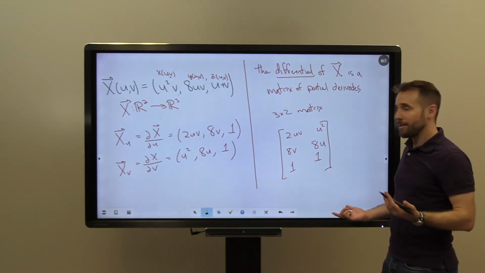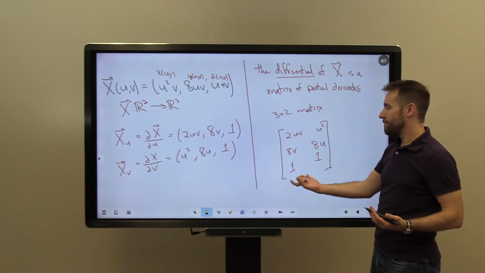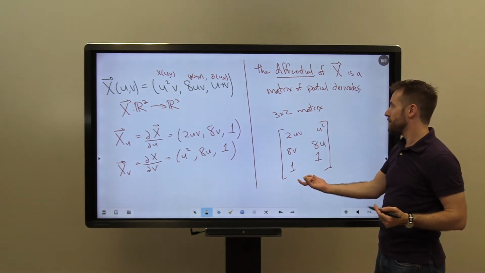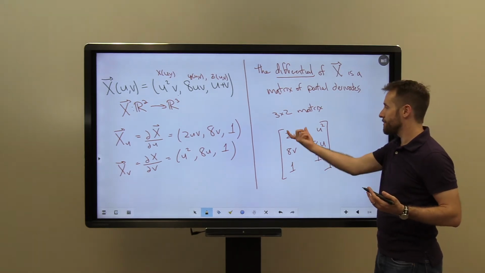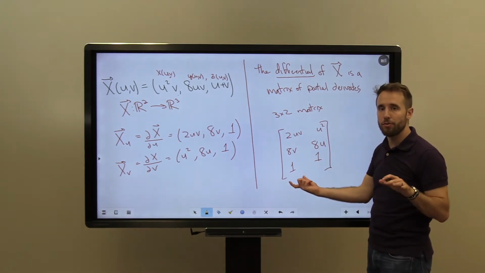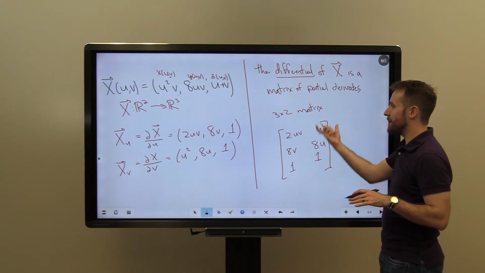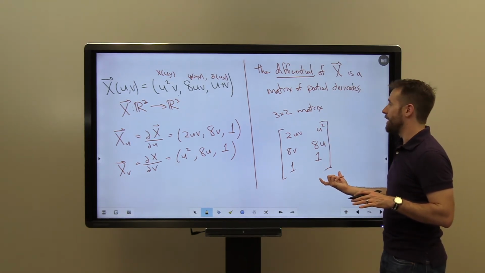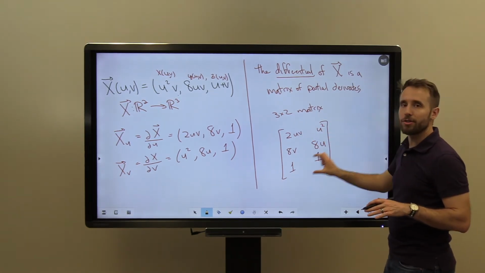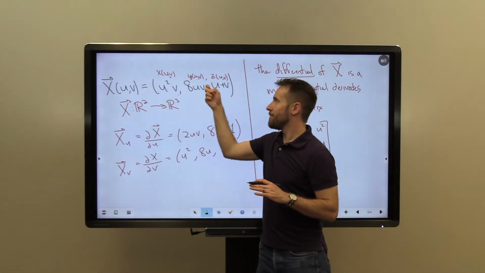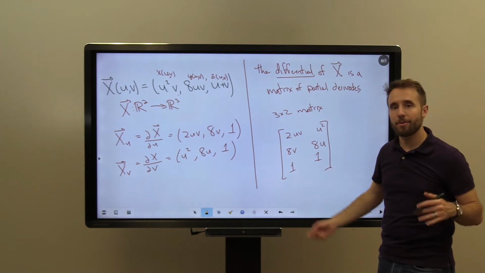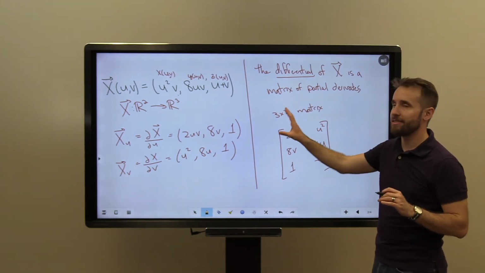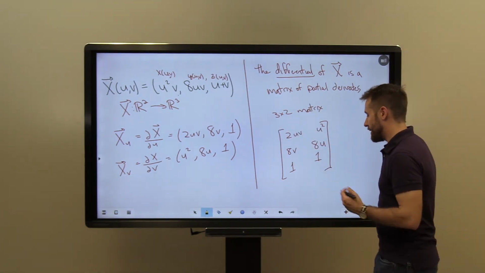So every column corresponds to a certain kind of derivative. This column corresponds to our u derivative. This is corresponding to our v derivative, while each row corresponds to a gradient of one of these given components. And taken together, this contains all first derivative information about this given function.